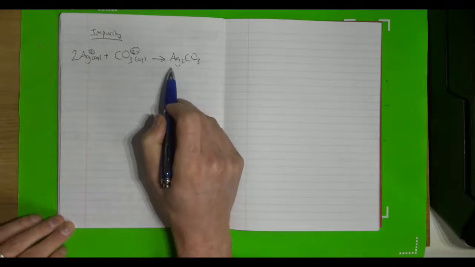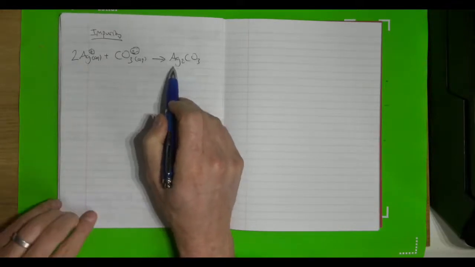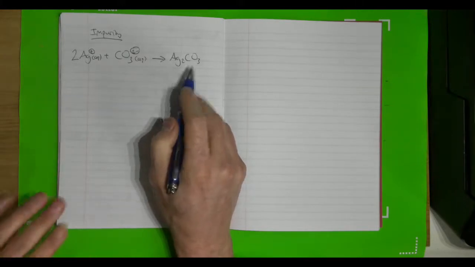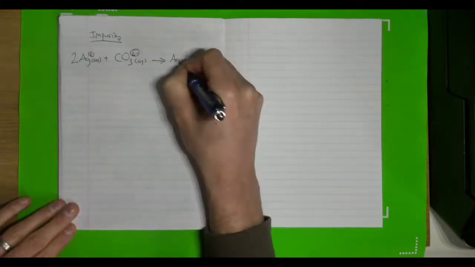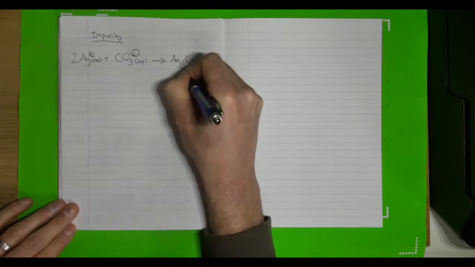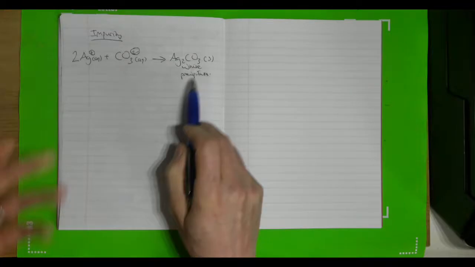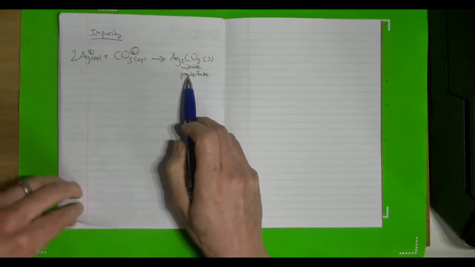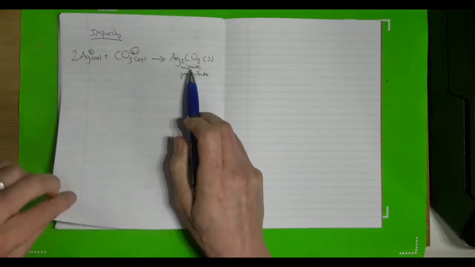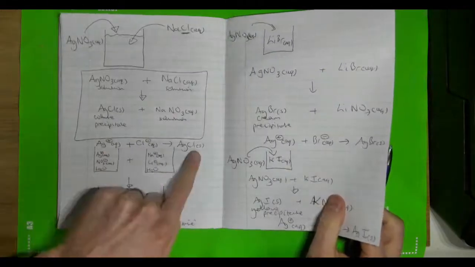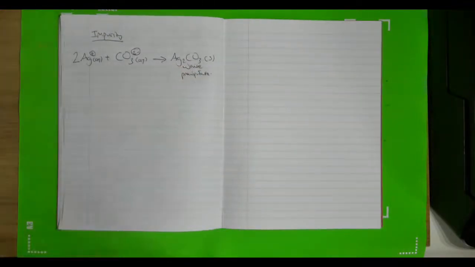Now, the problem with silver carbonate is that it's insoluble as well, and it's white. So, therefore, you get a white precipitate. So when you do the experiment and you go, oh, I've got a white precipitate, that doesn't necessarily mean you've got chloride ions, because silver carbonate is a white precipitate and silver chloride is also a white precipitate. So that's one problem, okay?